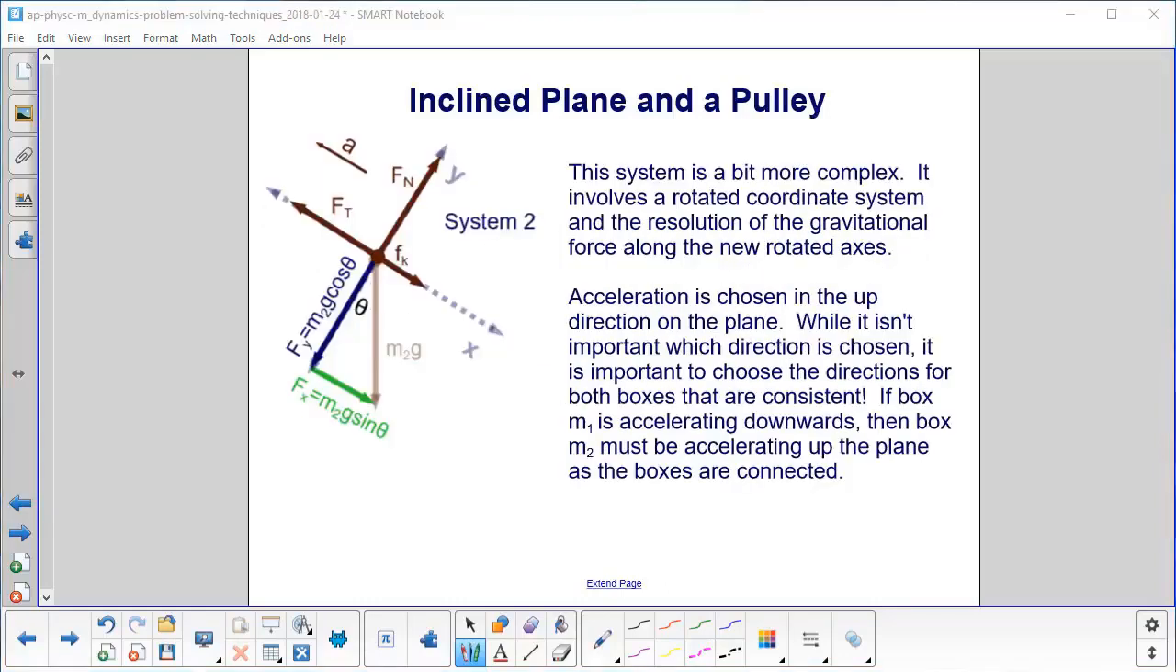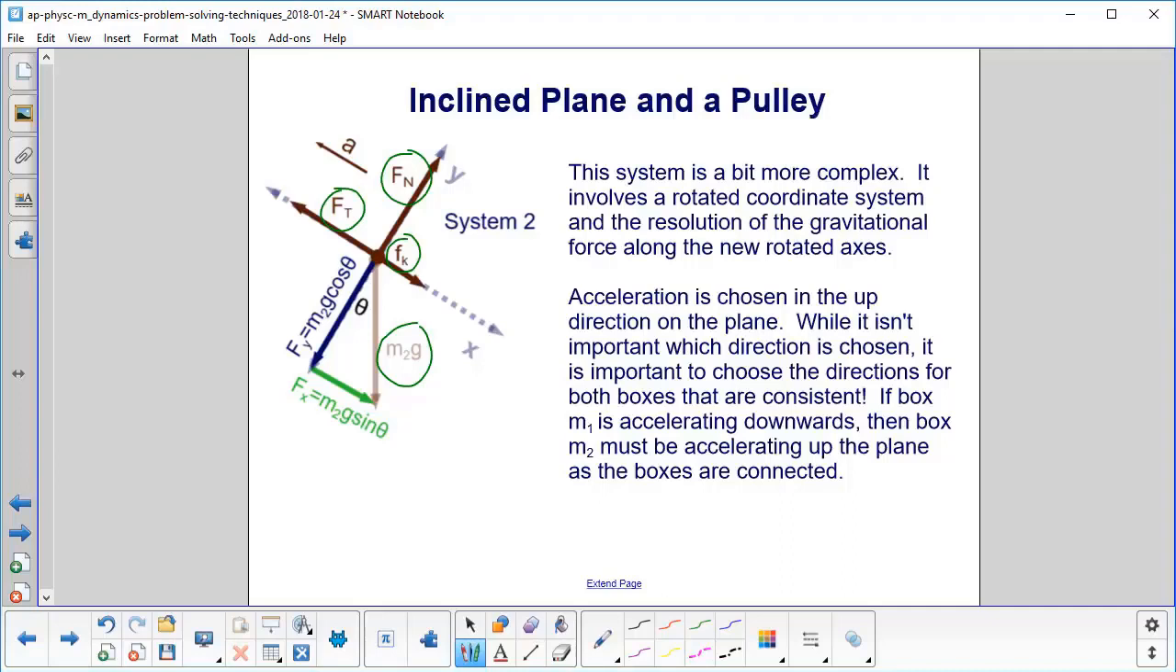We have our rotated coordinate system, so it lines up along the acceleration vector, and so we only have to resolve gravity into its component parts. Note that the normal, tension, and kinetic friction are all aligned with this rotated coordinate system. We're choosing acceleration in the up direction, and again, it's not important which direction is chosen. However, you have to choose the directions for both boxes that are consistent, because we're going to have the same acceleration when we solve the problem, so they sure as heck better be in the same direction. I just want to make a point.